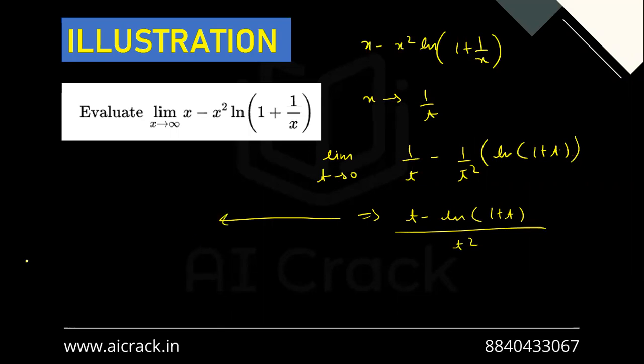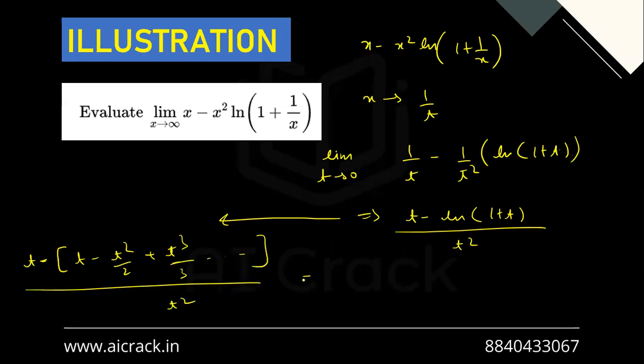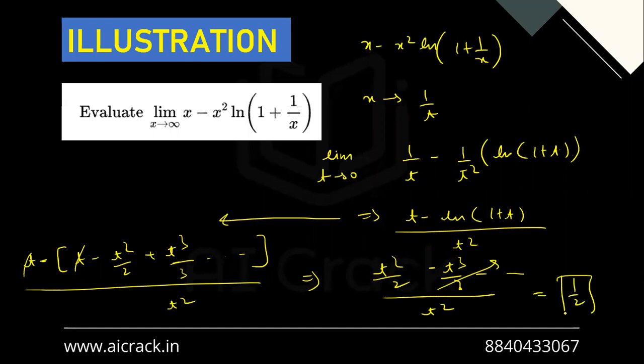Now I will write the expansion over here. So it becomes t minus, that will be t minus t square by 2 plus t cube by 3 and so on, divided by t square. So this gets cancelled, you can see that this automatically gets cancelled. And this becomes t square by 2 minus t cube by 3 and so on, divided by t square. So the higher degree terms get neglected basically. So the only term remaining is t square by 2 divided by t square. So we get half as the limit.